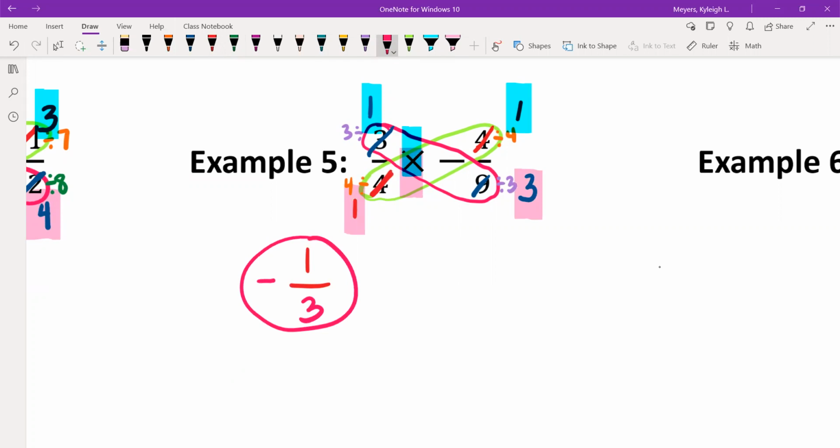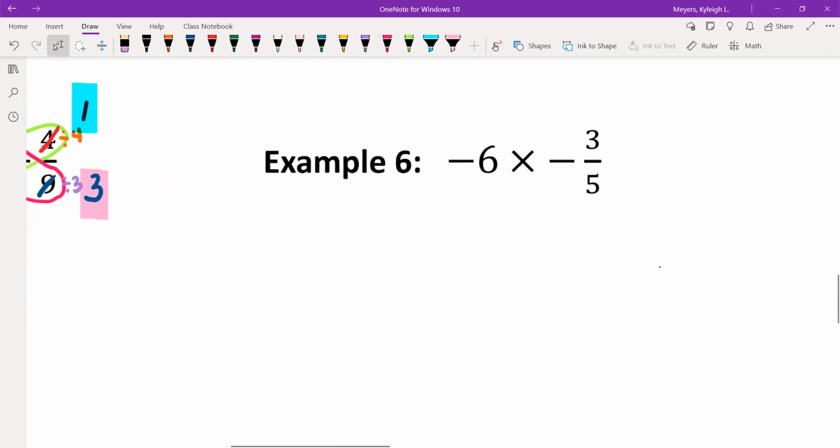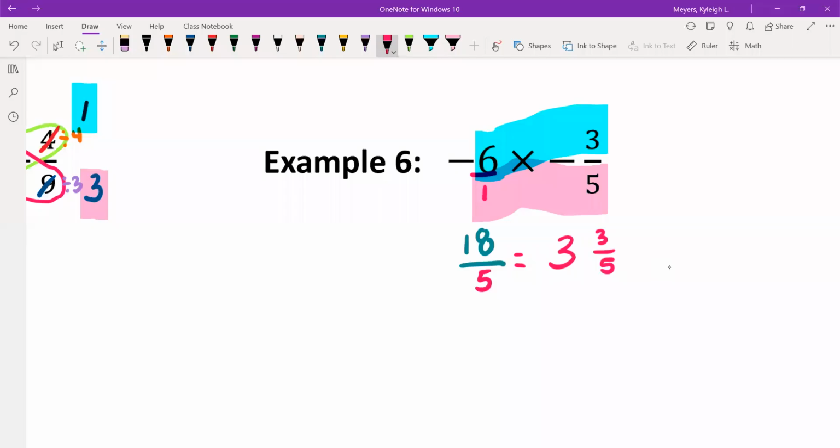All right, so if you got that, awesome. If not, that's okay. And try example 6. So example 6, you don't have to use cross products. So just try that one, see what you can do. Hopefully you remembered from previous examples that a whole number becomes over 1, and then you just do 6 times 3, 1 times 5, and you get 18 over 5, turn it into a mixed number. Remember, it's a negative times a negative, so it becomes a positive, all right? So we'll work on cross products, so don't worry too much, but make sure you ask questions in class.